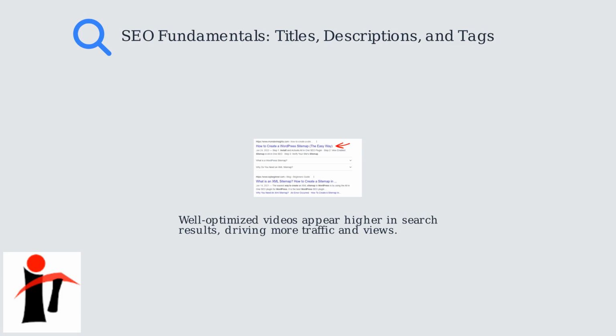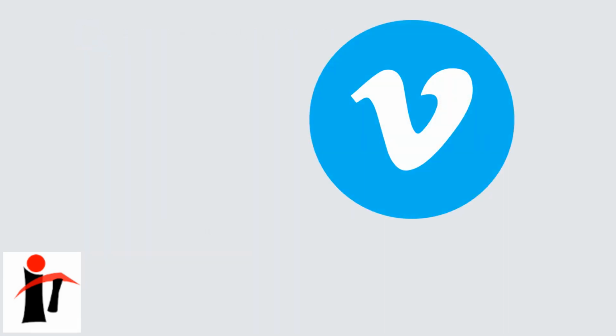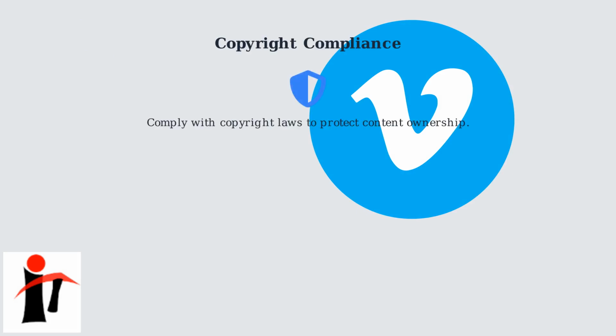Copyright compliance is crucial when uploading content to Vimeo. Ensure your videos respect intellectual property rights by avoiding copyrighted material without permission. Vimeo employs automatic DMCA scanning technology that actively monitors uploads for potential copyright infringements, helping to protect both creators and rights holders.